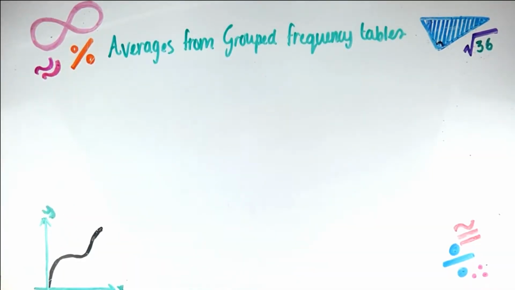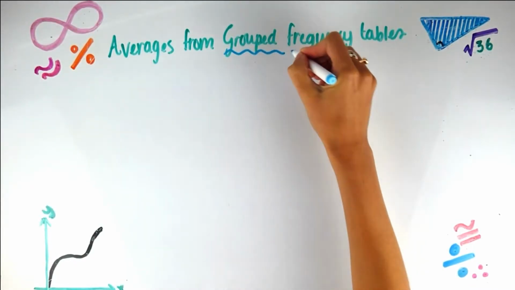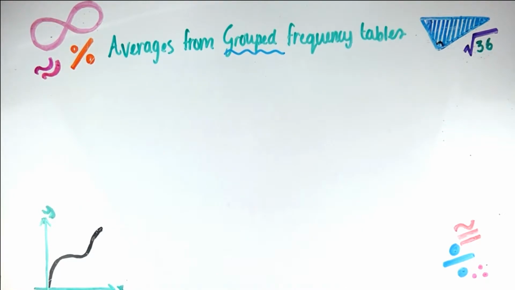This is averages from grouped frequency tables. So if you haven't watched already the one that just says averages from frequency tables, that would be super useful to watch. And this is now adding the group. So it's a bit different. Working out the mean is a bit different, but everything else is the same.